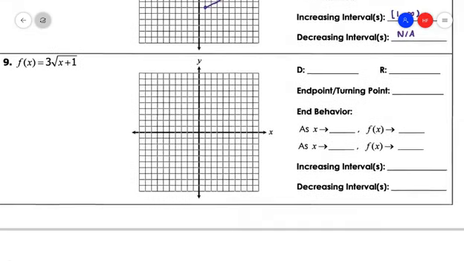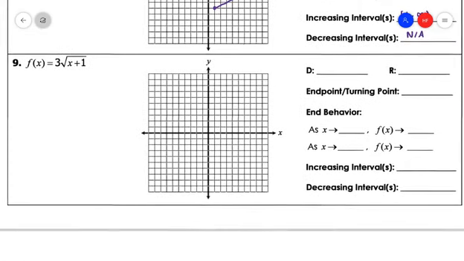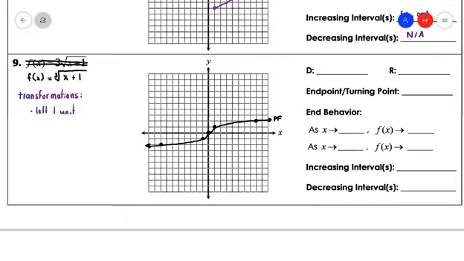On number 9, we'll do the same thing. I am going to change this problem, and I'm going to graph the parent. The original number 9 had 3 times the square root of x plus 1, but I am changing that to the cube root of x plus 1, just because we haven't had an example yet with a cube root. So the transformation from the parent function will be left 1 unit, and I went ahead and graphed the parent function. So we are going to move each of our points left 1 unit.